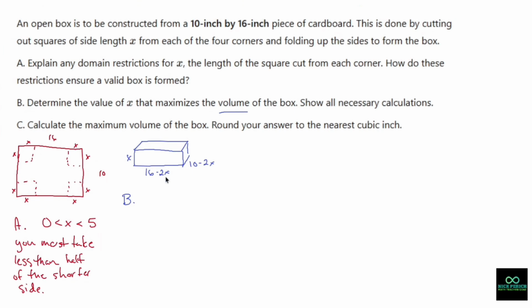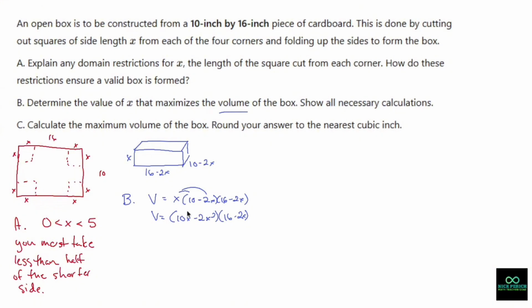Well, volume of a rectangle is length times width times height. So I'm going to do V equals x times 10 minus 2x times 16 minus 2x. This is just my volume formula. Okay, distribute the x. V is going to equal 10x minus 2x squared times the quantity 16 minus 2x. Okay, FOIL this guy out, FOIL that guy out.